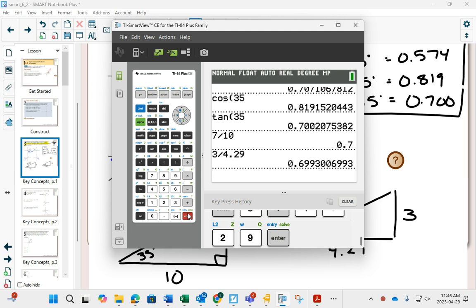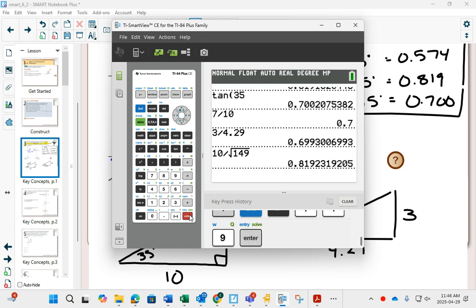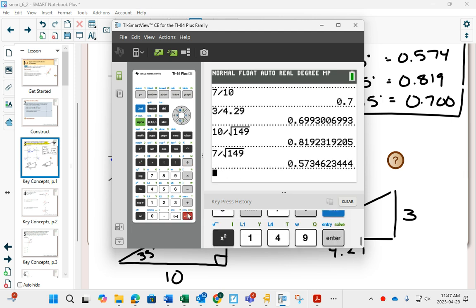Why is it not perfect? Because I probably didn't measure to enough accuracy. The more decimal places I would have measured to, the closer and closer it would have gotten to the perfect 0.700207538. Check this out. If I do 10 divided by the square root of 149, look how close that is to 0.819. And if I do 7 divided by the square root of 149, I get 0.573. It's supposed to be 0.574. Again, my measurements might have been a little bit off.